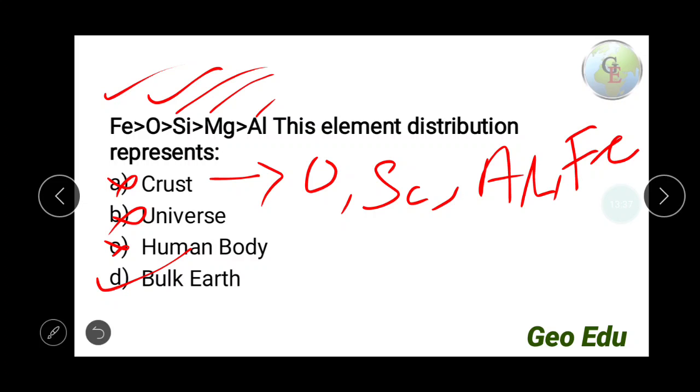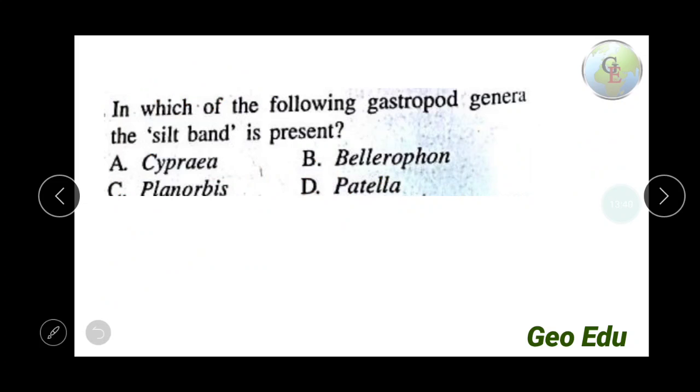This is also important. Next question. In which of the following gastropod genera is the silt band present? So the silt band is present in option C, that will be the answer, Planorbis.